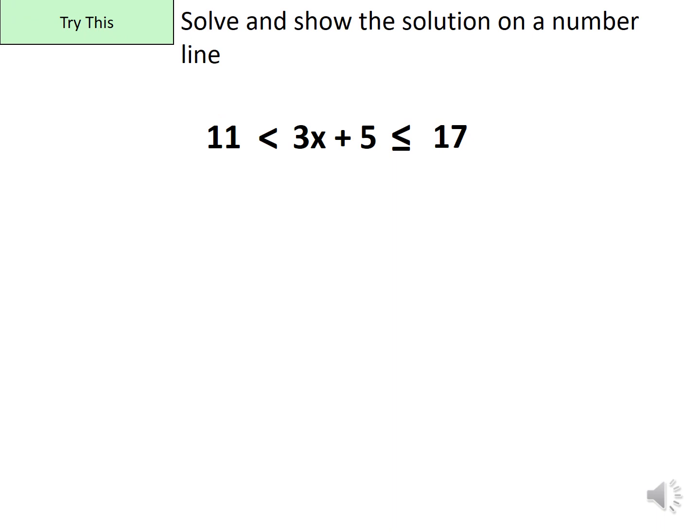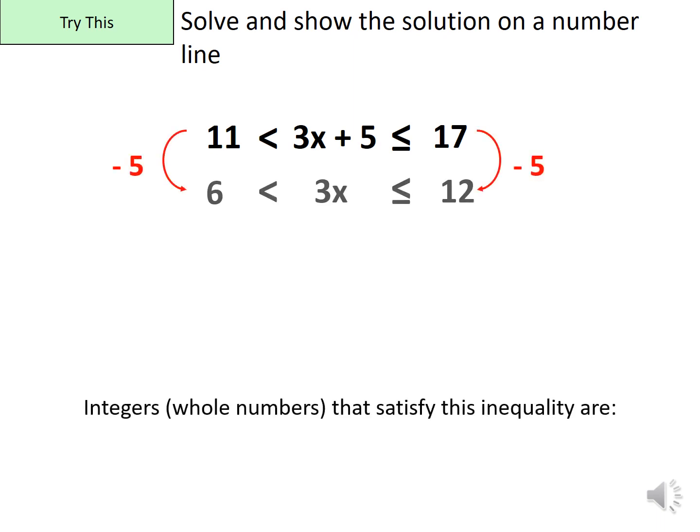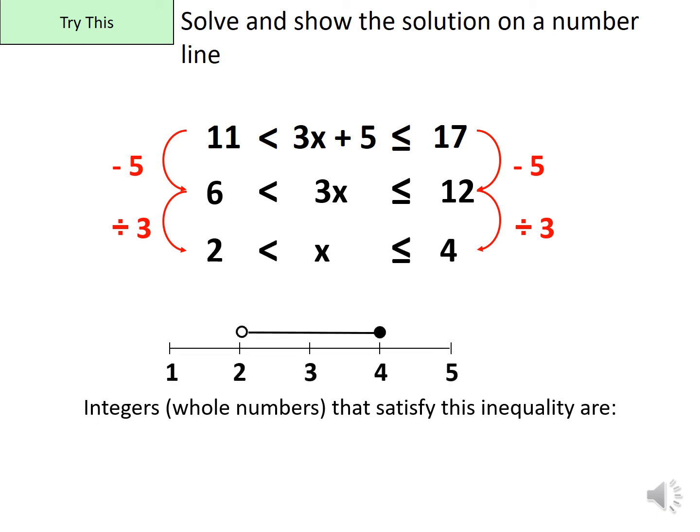I want you to have a go at this one, so pause the video now and have a go, and we'll come through to the answer together. Okay, so this is what the answer would have been. This is what it would have looked like on the number line. Well done to those of you who got that right.